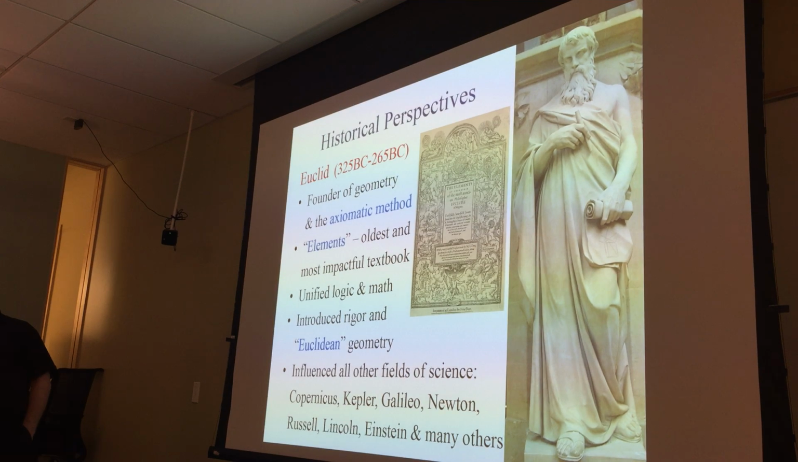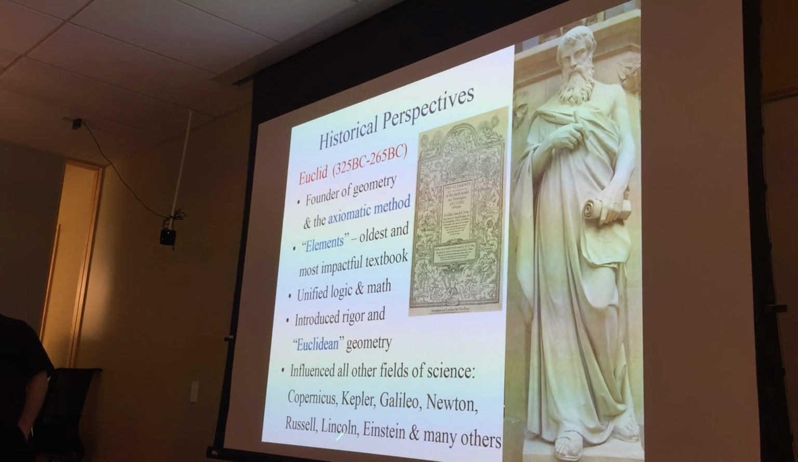So he influenced basically every other scientist, thinker, mathematician, and rational person that came after him, including Copernicus, Kepler, Galileo. All these people were intellectual giants in their own way. Galileo and Newton and Einstein and Lincoln, Euclid was the hero of all of these people.